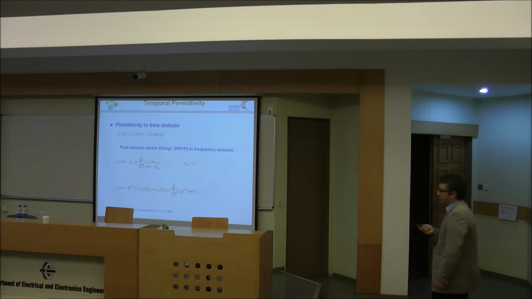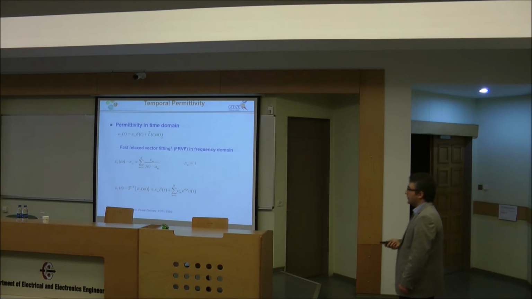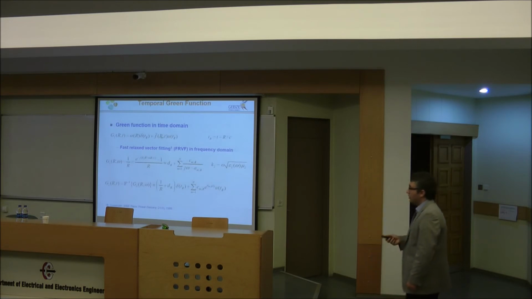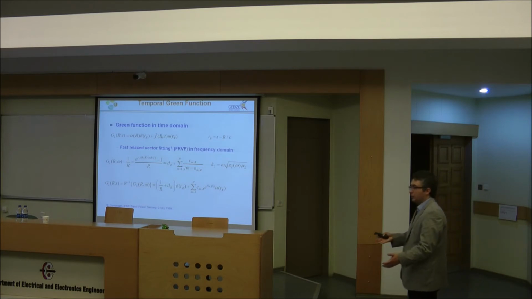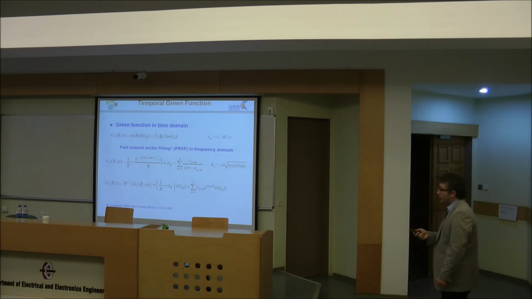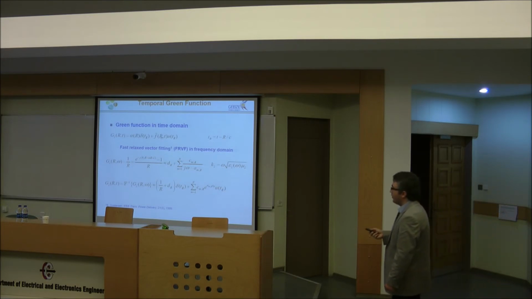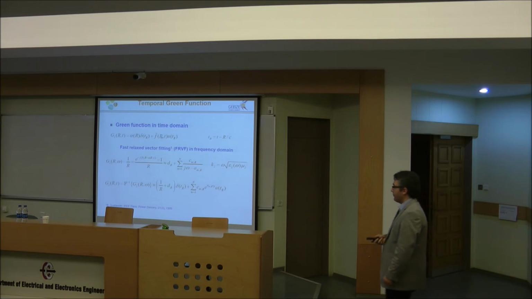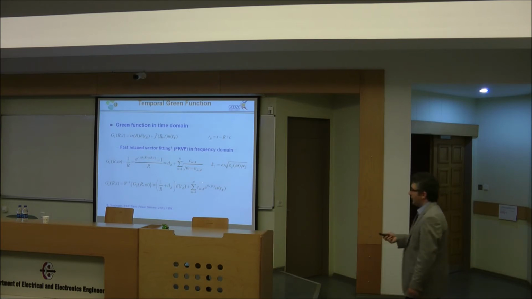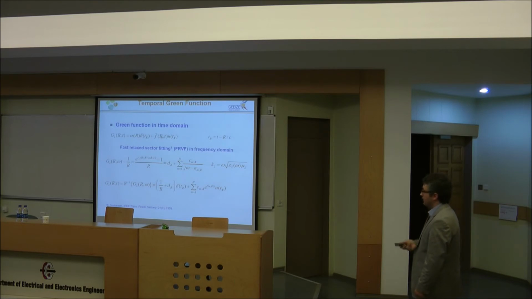But this is not enough. Finding the time domain response for permittivity is not enough. We also need the Green function, because the Green function in the frequency domain depends on the permittivity. It's a function of permittivity. So we normalize the phase of the Green function and extract the singularity and apply the vector fitting algorithm to this expression. Then we can again find the time domain response by inverse Fourier transforming this expression.